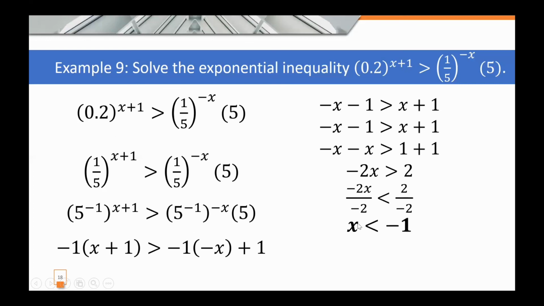The solution set in example 9 are the numbers less than negative 1. Ano yung mga numbers less than negative 1? Those are negative 2, negative 3, and so on and so forth. That is from negative infinity to negative 1. Take note, since na ang symbol natin ay less than, walang guhit dito sa baba ng less than, ibig sabihin, negative 1 is not included in the solution set.